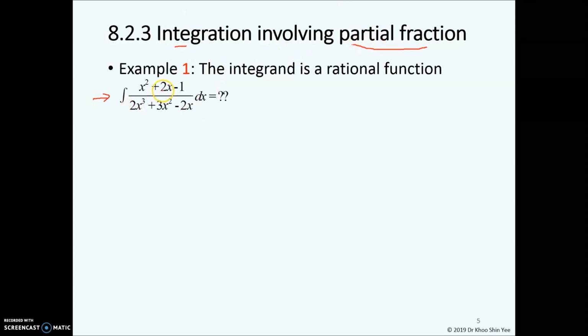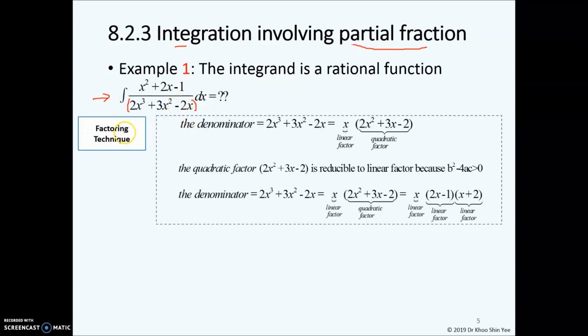Let's say we have a problem like this. We have a rational function here. Let's say we want to use partial fractions. First thing, you have to factor this component. By using the factoring technique, the denominator can be further reduced to a linear factor and a quadratic factor. This can be easily done by taking out the x.